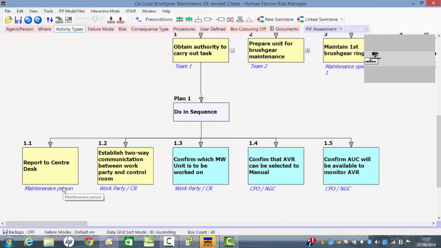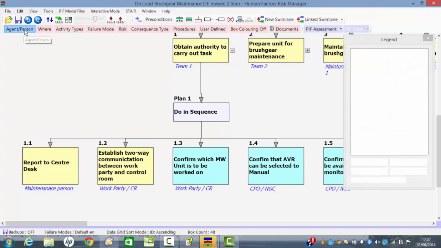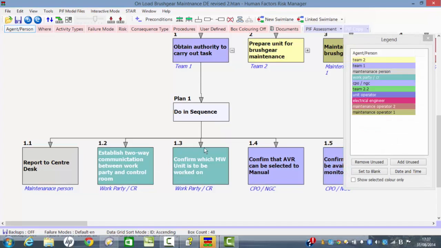So the first thing you have to do is to report to the centre desk. You have to establish two-way communication between the work party and the control room, and so on. And you can see underneath the boxes we set out who has the responsibility for doing these various types of activities. So that's essentially the agent person involved. So here we have a colour coding that specifies that, for example, the maintenance person reports to the control desk. The two-way communication has to be established between the work party and the control desk. That's done jointly between the work party and the control room, and so on.